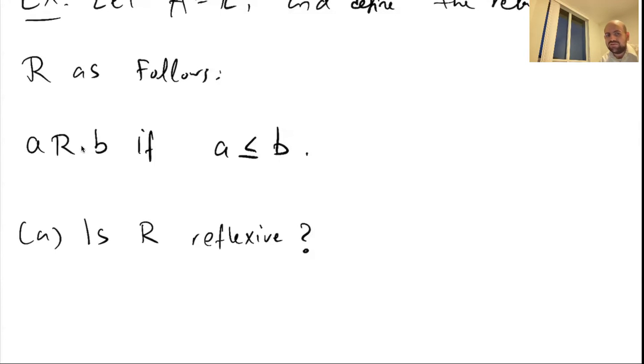Yes. Why? Because A is less than or equal to A, right? For every A, A is less than or equal to A. Therefore, for every A, the pair (A, A) is in R, which means my relation is reflexive.